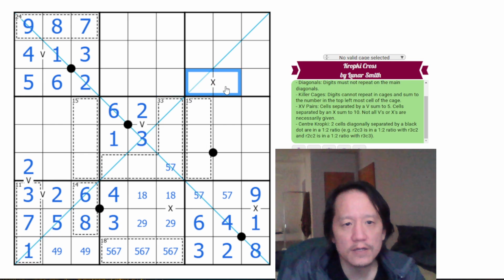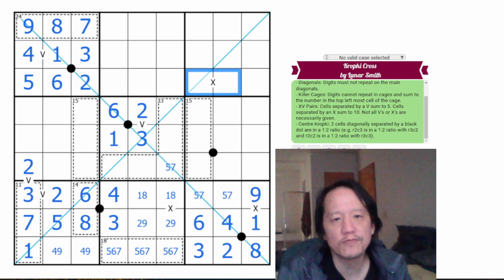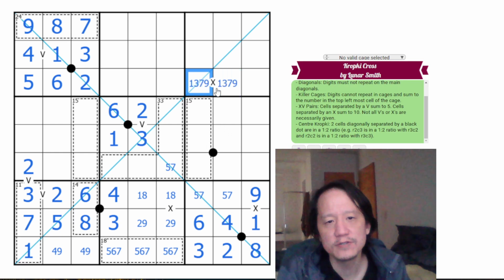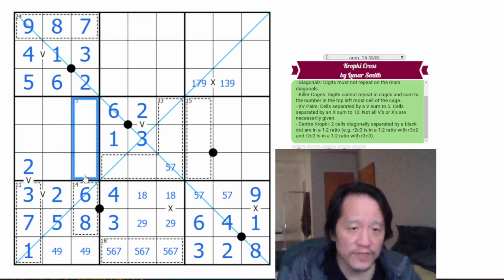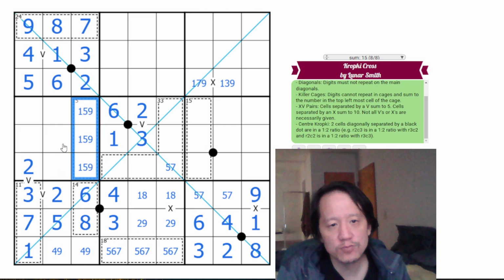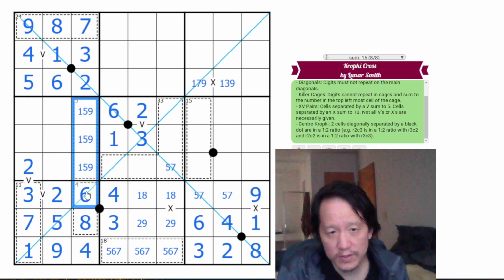This adds up to 10. It cannot be 2, 8, or 4, 6, so it's 1, 9, and 3, 7. This can't be 3, so that can't be 7. This is 15 with a 1 and a 5. So 1 and 5 and 9 add up to 15. So that's 1, 5, and 9. So therefore, this is a 4. This is a 9. Because 1, 5, and 9 are eliminated in that column. This can't be 1.